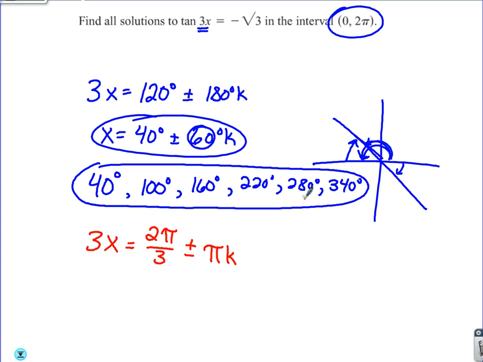But I'm going to take this and do the exact same thing with it. Your angle has to equal 120. Y'all see the 120 right there, right? Two 60s. Instead of plus or minus 180k, plus or minus pi k. We divide everything by 3. I now have 2 pi over 9 plus or minus pi over 3 k. So your answers there will be, I'm going to list them below these other answers.